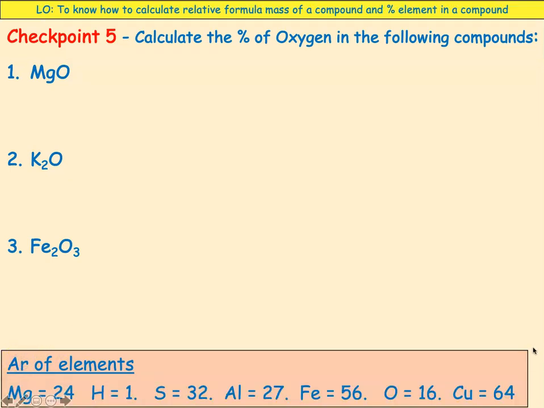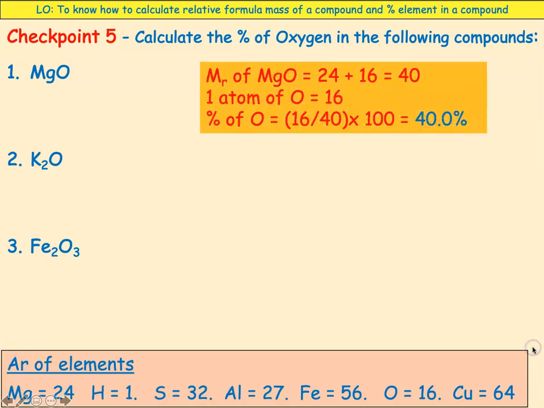Okay, welcome back. Right, the percentage of oxygen in magnesium oxide is, well, first of all, the formula mass is 24 plus 16 gives us 40. We've got one atom of oxygen in there, which is 16. So that's 16 divided by 40 times 100, 40%.